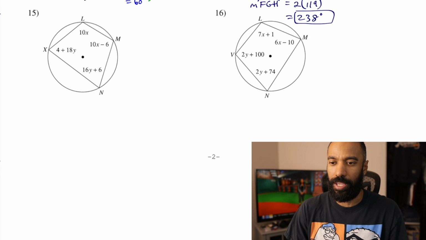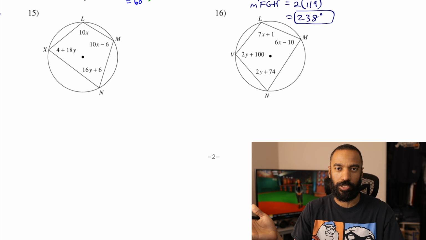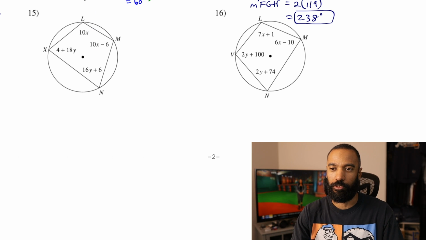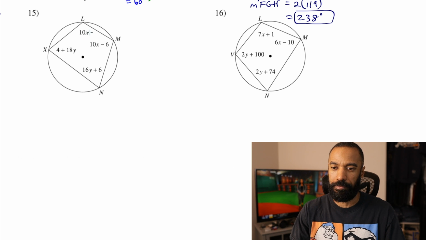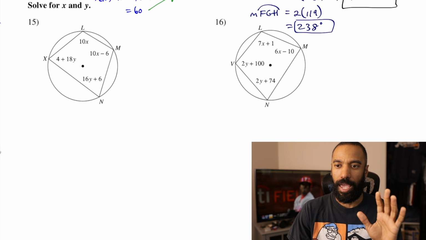Last 2 for inscribed angles. And like I said, this is not the most complex set of drawings right here, but I promise this one for my kiddos. All right, number 15. Number 16. We're solving for both x and y.